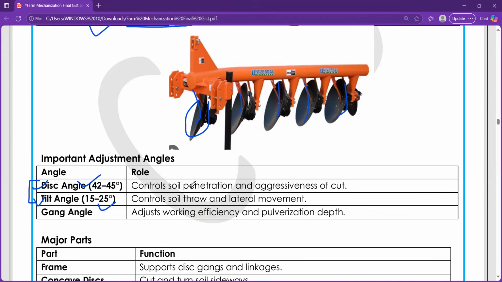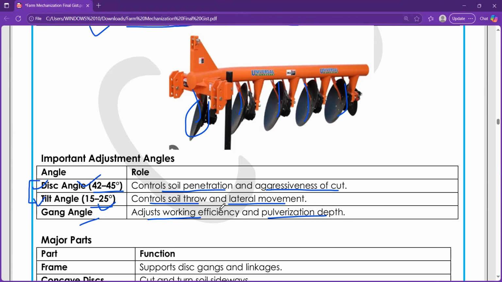The disc angle ranges from 42 to 45 degrees, and the tilt angle ranges from 15 to 25 degrees. Sorry, I mean degrees, not Celsius. Okay, 40 to 45 degrees for the disc angle, and 15 to 25 degrees for the tilt angle. The disc angle controls the soil penetration and aggressiveness of the cut, whereas the tilt angle controls the soil throw and lateral movement. Next, we have the gang angle. It adjusts the working gap, efficiency and penetration depth.